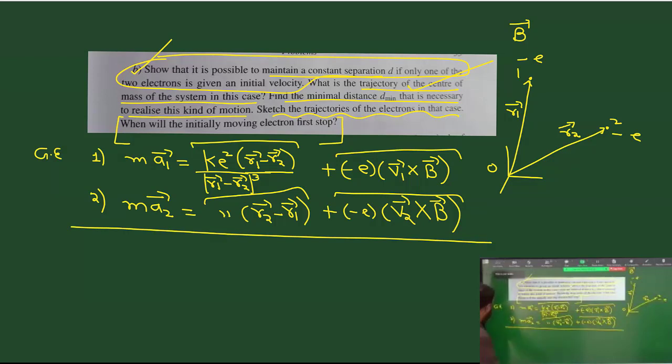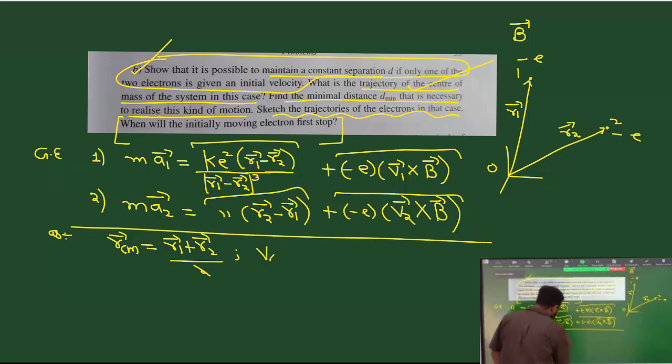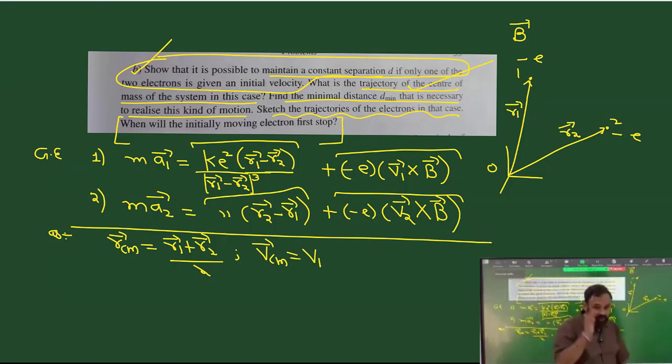Remember, because both of them have the same masses, the position vector of the center of mass is always (R1 + R2)/2. A few things I can write. I also know their VCM, because he has asked to find the trajectory of the center of mass. So now I am coming to the core idea. It is (V1 + V2)/2.